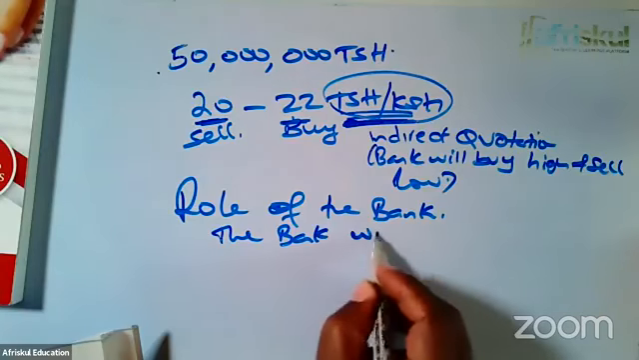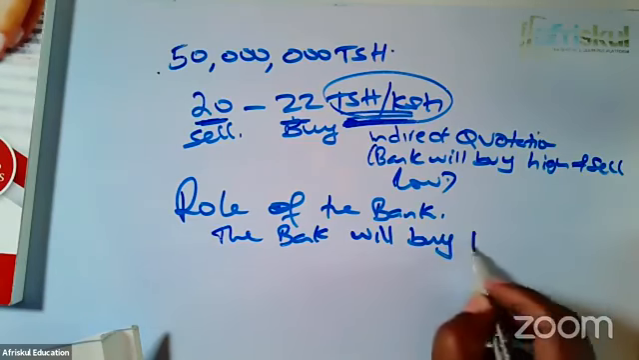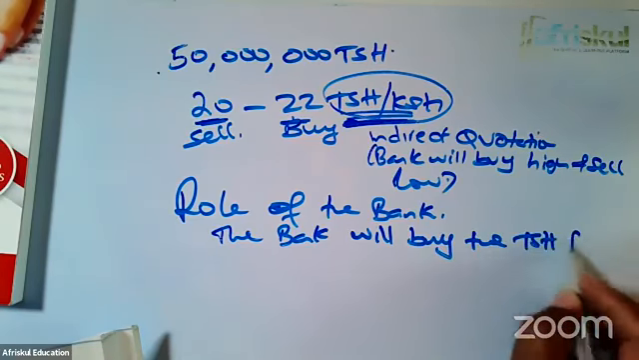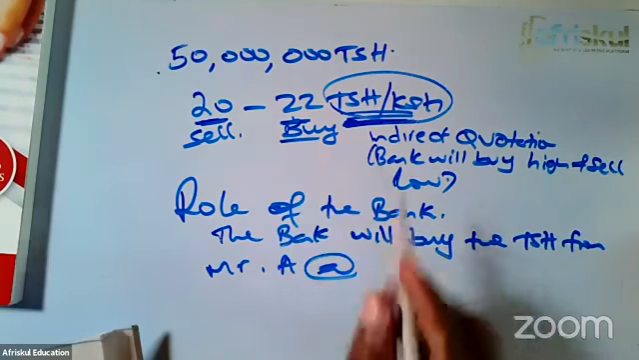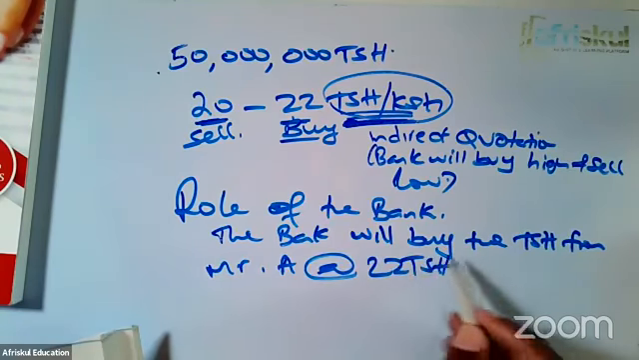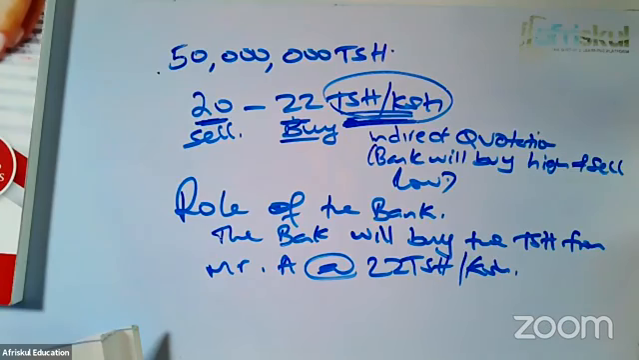Remember, this is an exchange bureau in Kenya here. So Mr. A is the one who has a foreign good. So therefore, the bank will buy the Tanzania shillings from Mr. A. From Mr. A at what rate? At 22 Tanzania shillings per Kenya shilling. So then if that is the case, ladies and gentlemen, the next thing that I will do is to go ahead and exchange. I'm exchanging these.